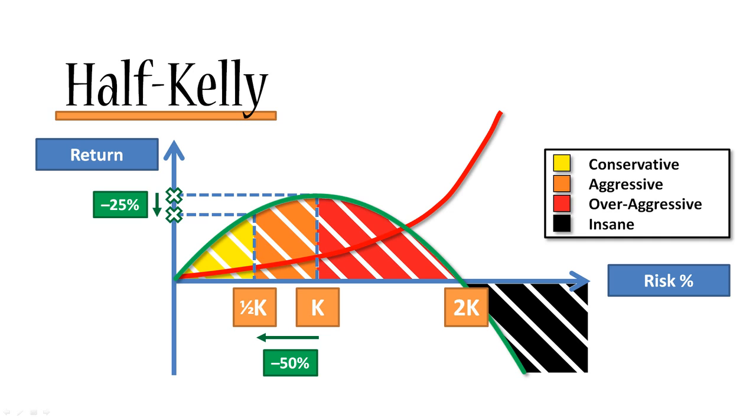Let's have a look at what happens to the volatility if we go from Kelly to half a Kelly. So volatility decreases from here to here. And it doesn't look like a lot on this chart. In fact, it looks so small that you don't even have to think about it.